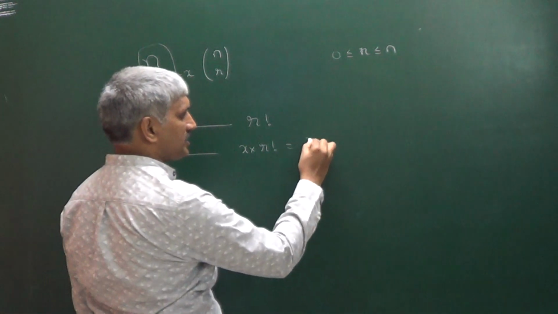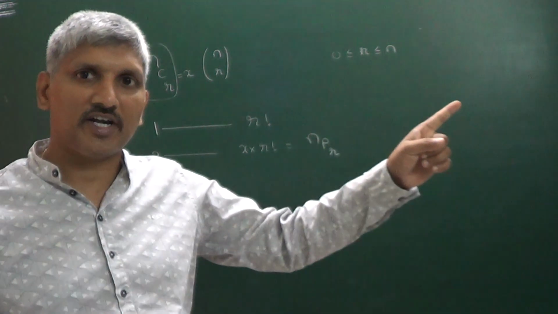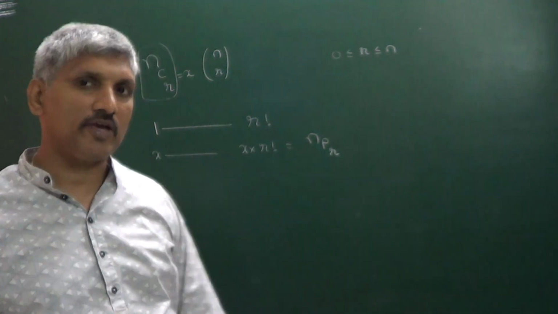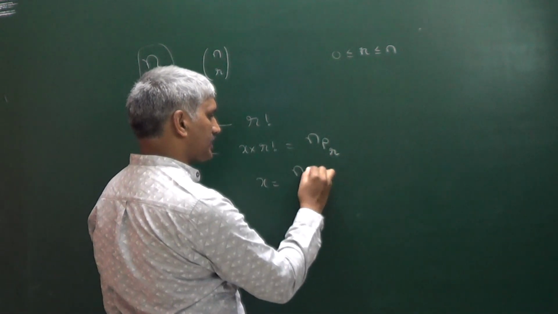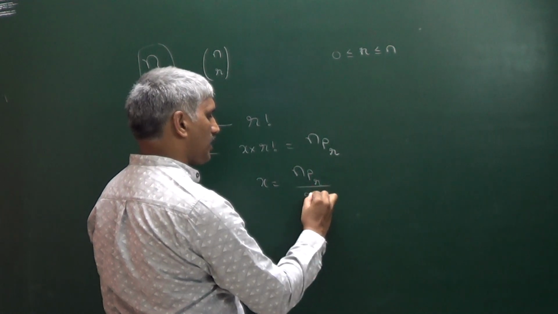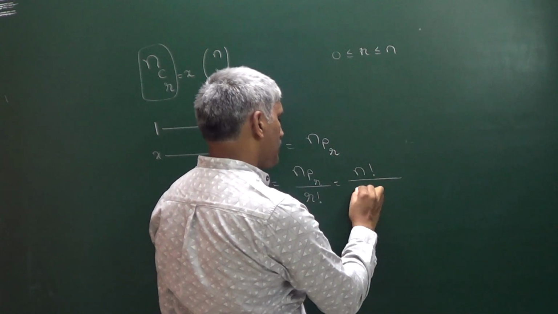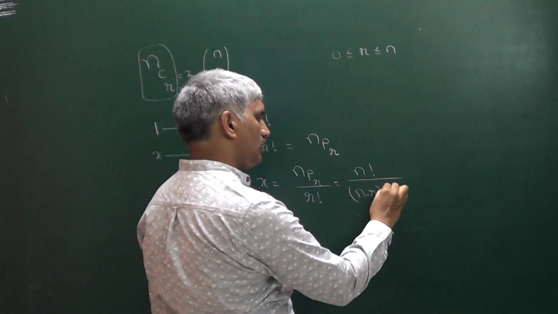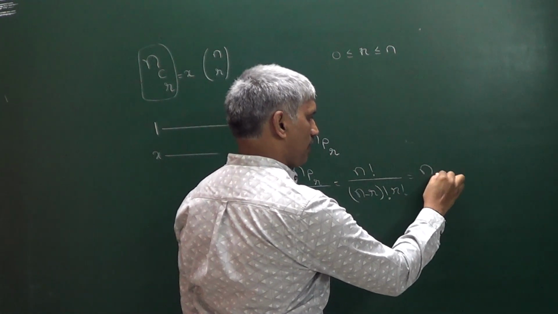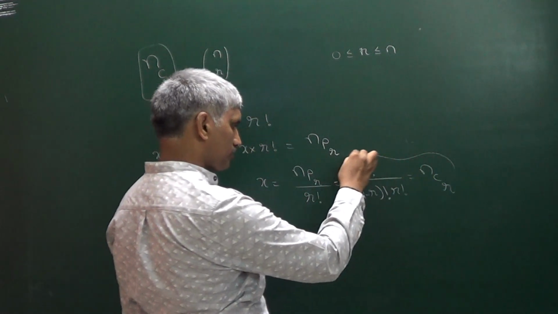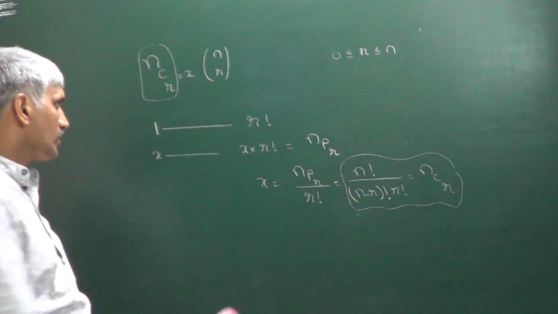But this is nothing but nPr. The number of permutations of n different things taken r at a time is nPr. X into r factorial is equal to nPr. Therefore, we are getting X is equal to nPr divided by r factorial. nPr, as you know, is n factorial divided by (n minus r) factorial, all divided by r factorial. So that is the value of nCr. That is the way we get the formula for nCr.